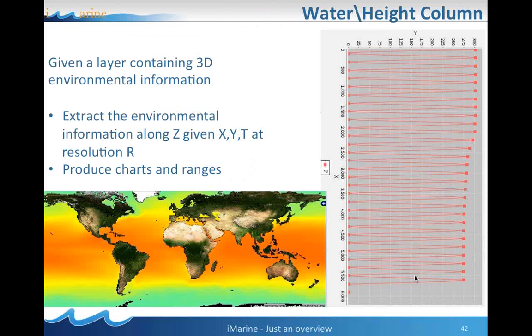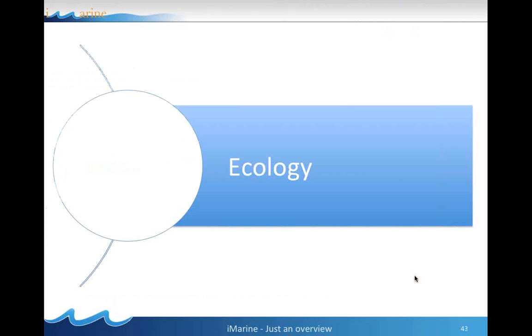Another facility is able to extract information about the water column. So if you fix the time instant and one point in latitude and longitude, we can retrieve all the information about a certain environmental feature along the water column.